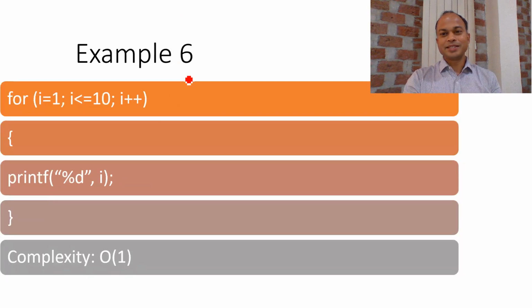Say, in example 6, we have i equals 1 and i less than or equal to 10 and i plus plus. So here the dependency is upon constant time, not n. This loop executes a fixed number of times, not n. So the number of steps is constant, the number of steps is fixed. Therefore, complexity will be order of 1.